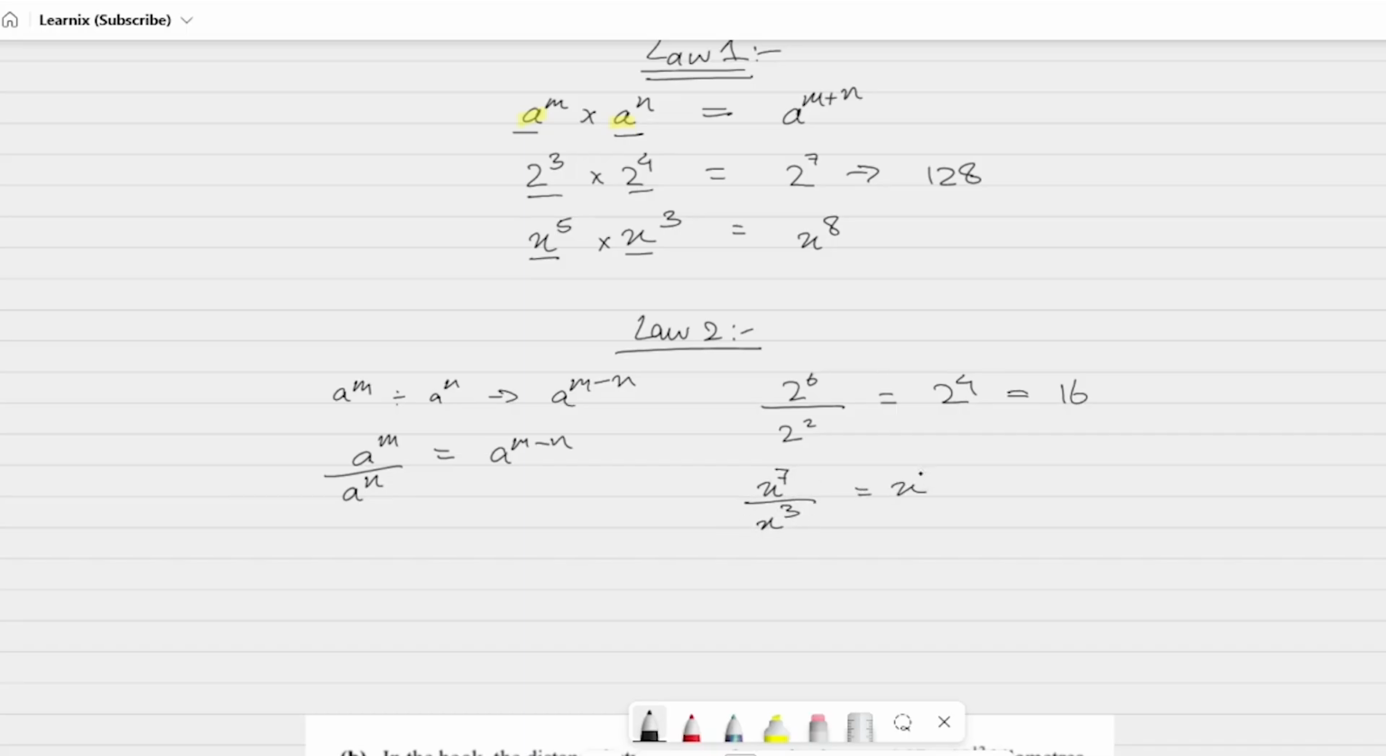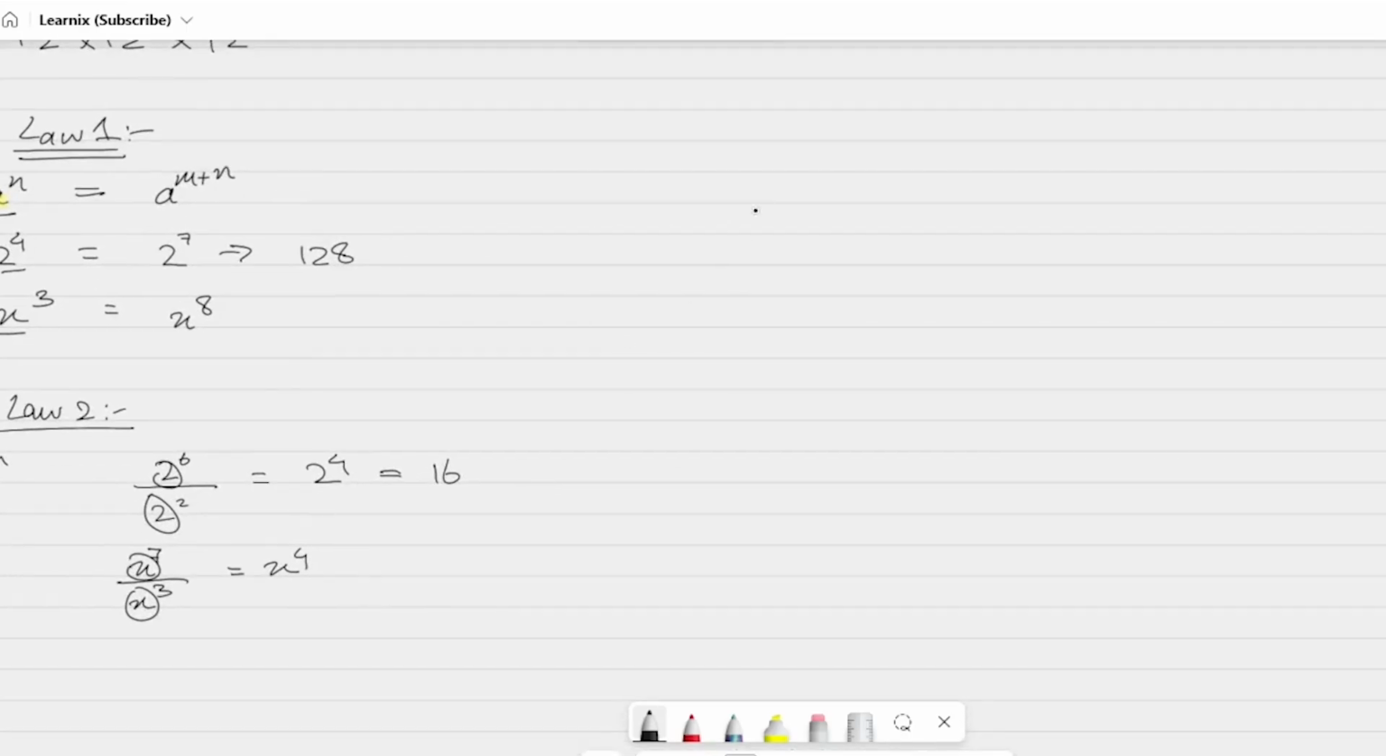We're gonna have x to the power of 4. Same thing over here, the bases must be the same, right? As you see here, bases are the same for every single one of them. Powers may be different.